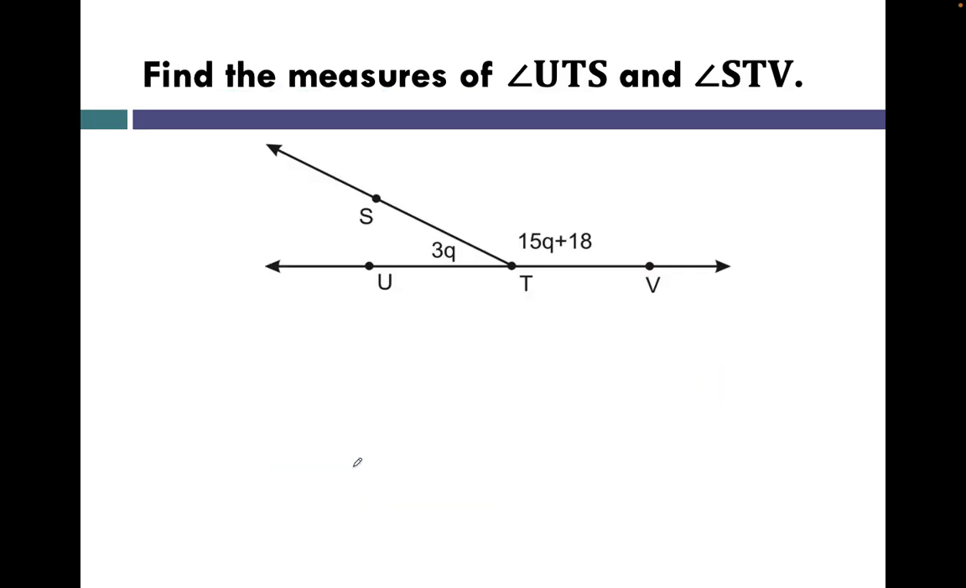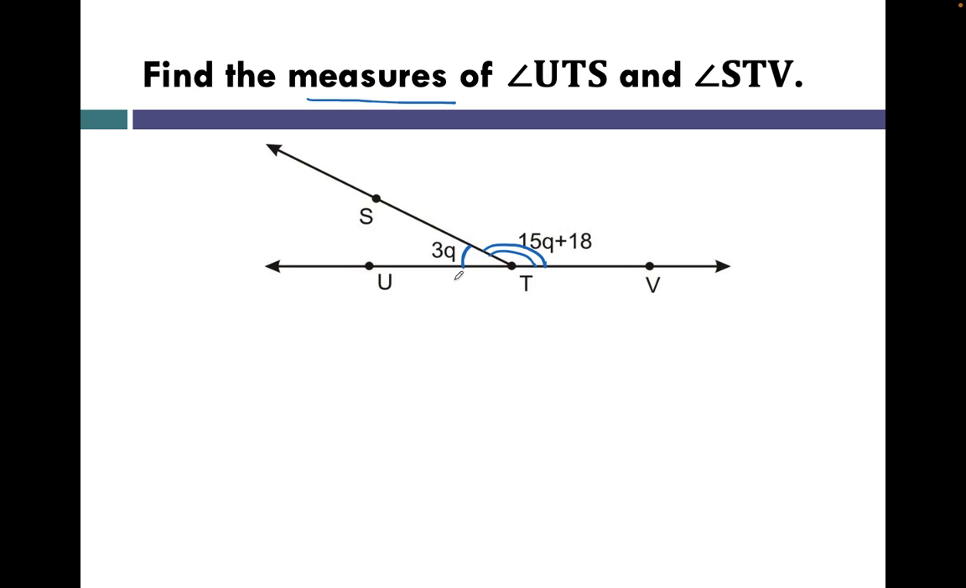Now let's try this example. The directions here say to find the measures of angles UTS, that's this one, and angle STV, that's this one over here. Now we can obviously tell by the diagram that these two angles are definitely not congruent. So we need to figure out another relationship that they share. One relationship that they share is that they are adjacent to each other, they are next to each other.